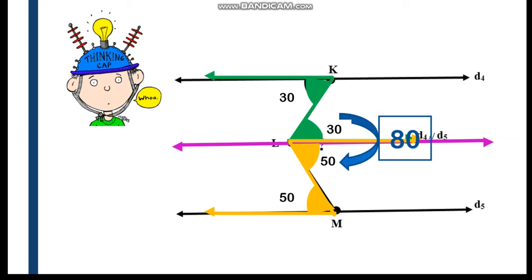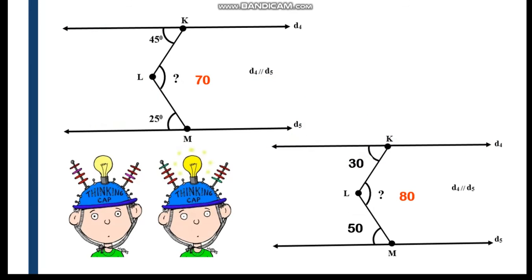What did you realize from these questions? I think maybe you should think about that. Let's look at together. We saw two questions and we see that the result of these questions equals to the left side of these lines. We add 35 and 25 and we got 70, and we add 30 and 50 to get 80. You see that the result is equal to addition of the angles at the left side.